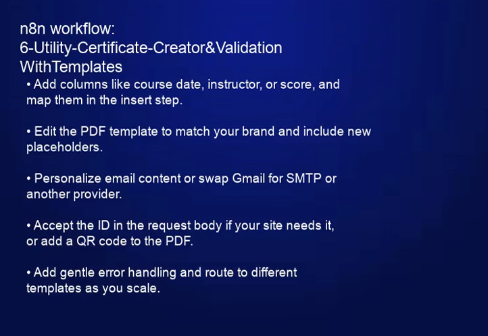Add columns like course date, instructor, or score, and map them in the insert step. Edit the PDF template to match your brand and include new placeholders. Personalize email content or swap Gmail for SMTP or another provider. Accept the ID in the request body if your site needs it, or add a QR code to the PDF. Add gentle error handling and route to different templates as you scale.